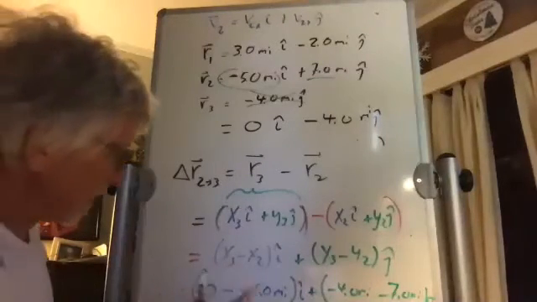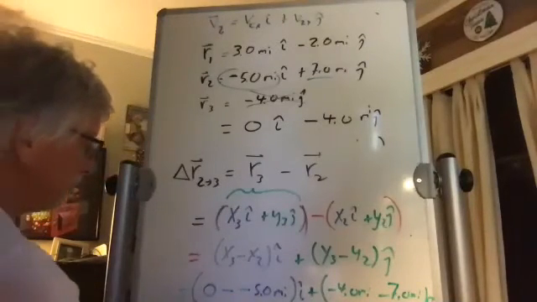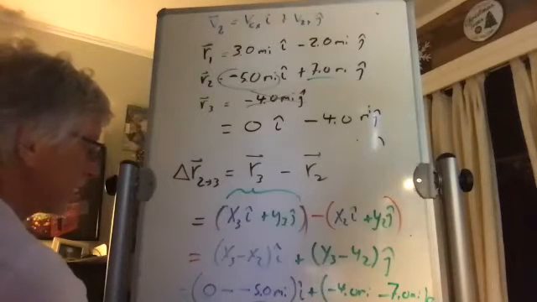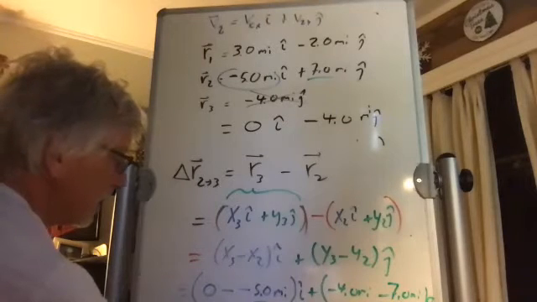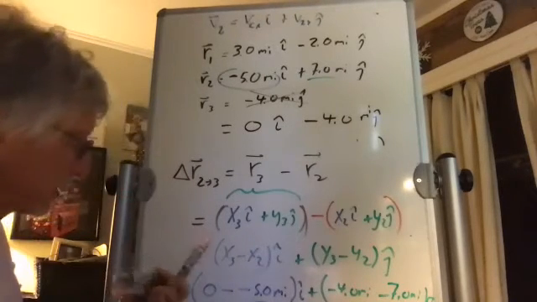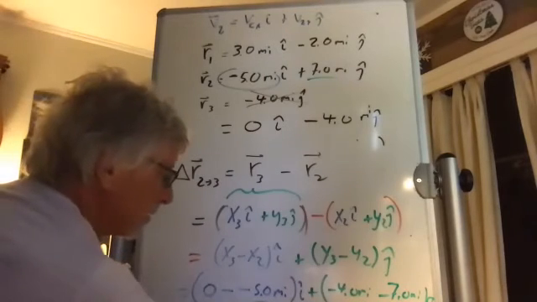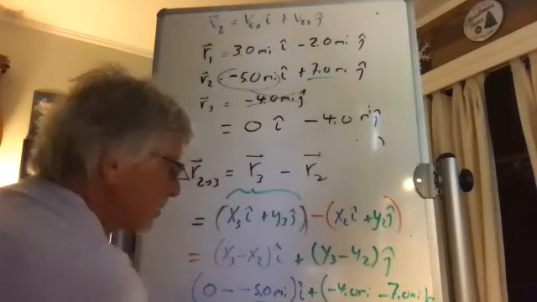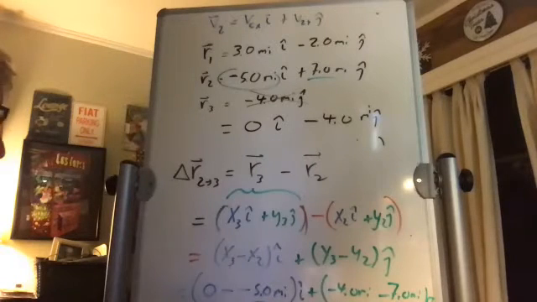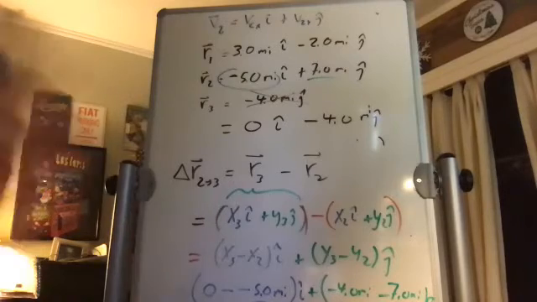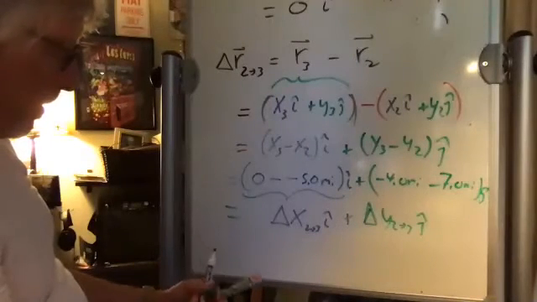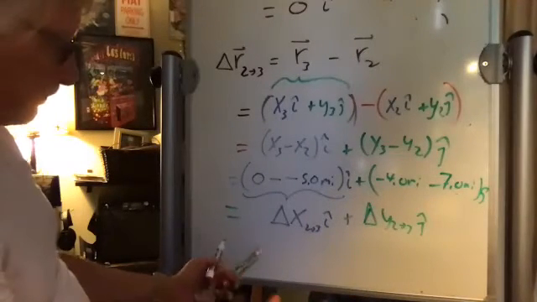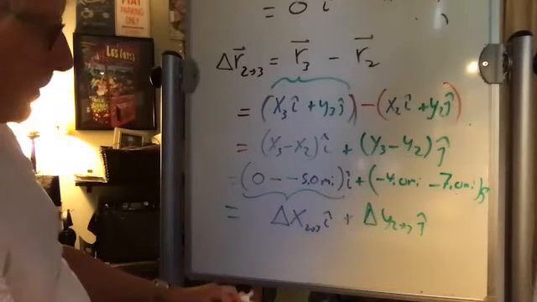What does this give me? This number here is delta x from 2 to 3 i hat plus delta y 2 to 3 j hat. That value is that. And I'll show you this with another example here. But that's how you do it.